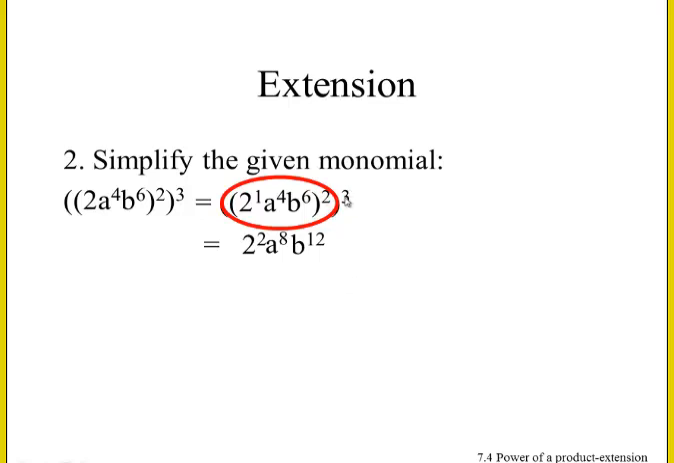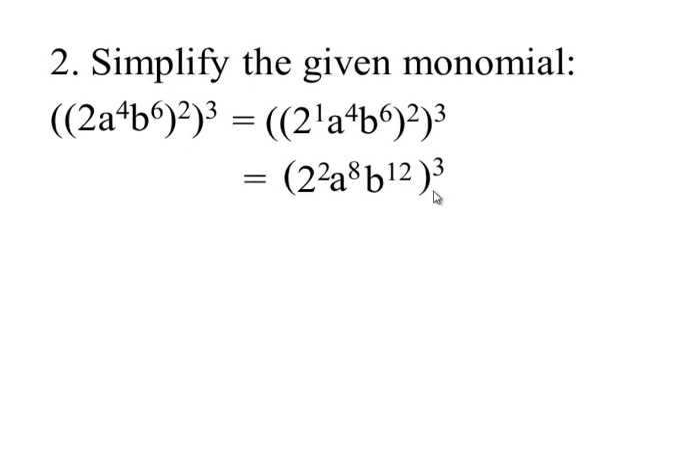Now we still have an exponent here, so everything here will be raised to 3. So we will again distribute this exponent to each of the exponents. We'll have 3 times 2, that will give you 2 raised to 6, 3 times 8, that will give you a raised to 24, and then finally 3 times 12, that will give you b raised to 36.